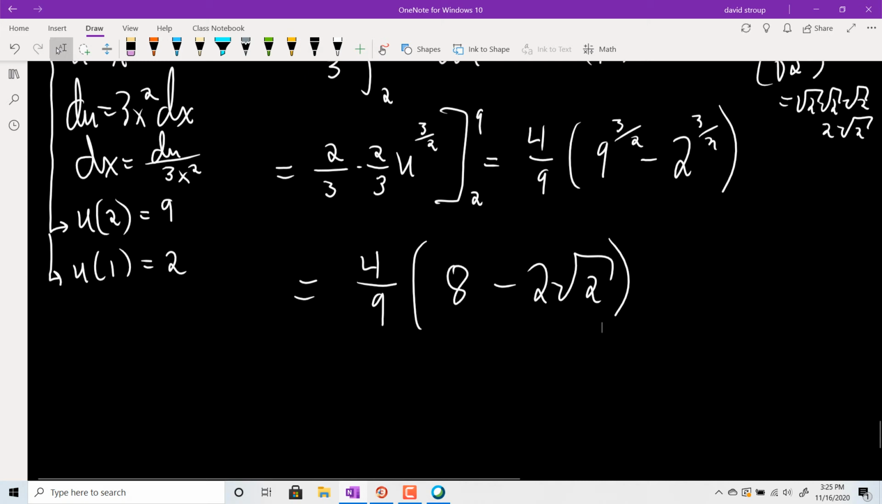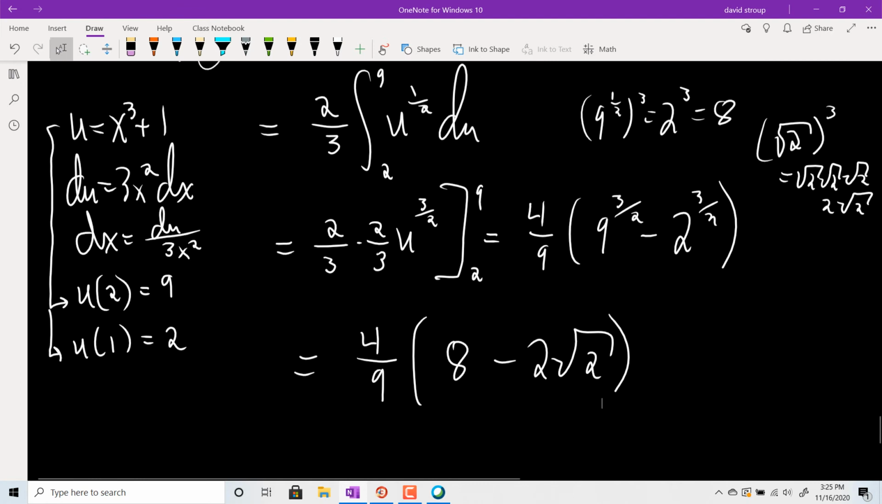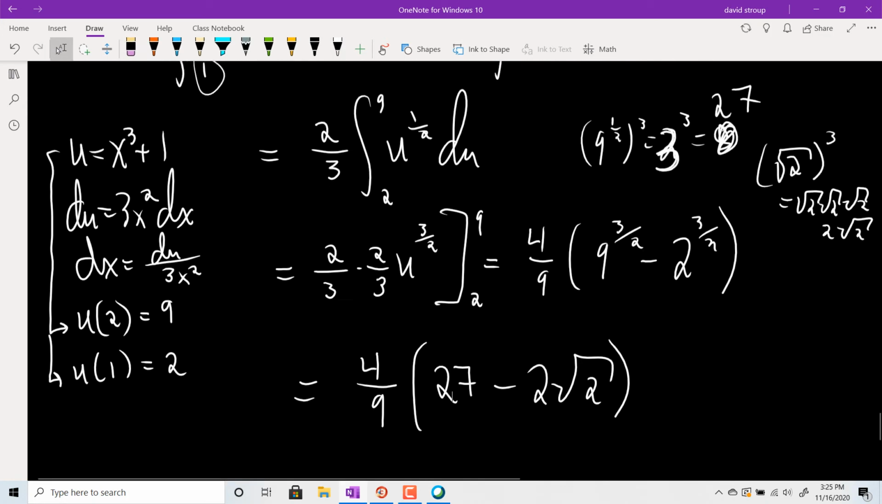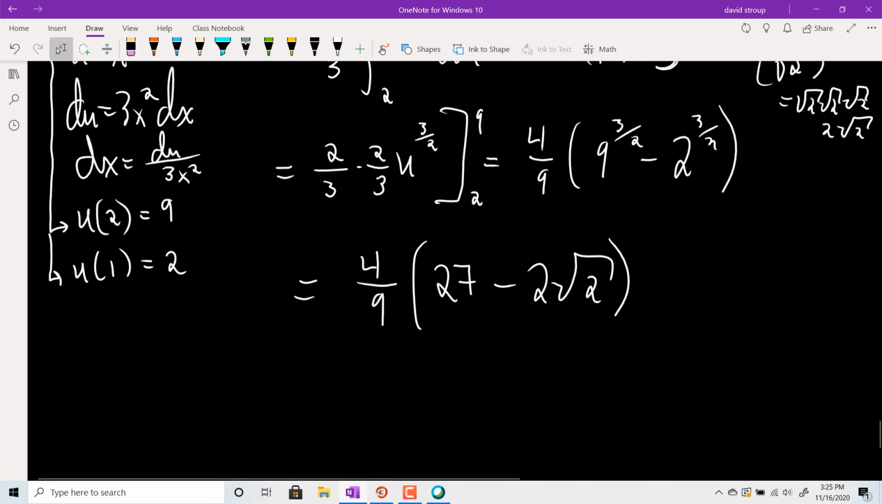So I guess that would kind of do it. Wait a second. It's 3. Oh, I'm totally sorry. 9 to the 1/2 is square root of 9, which is 3. And then 3 cubed is 27. So it's not 8. It's 27. Sorry about that. Okay, so that's the exact answer. If that's what they want, you can get that.